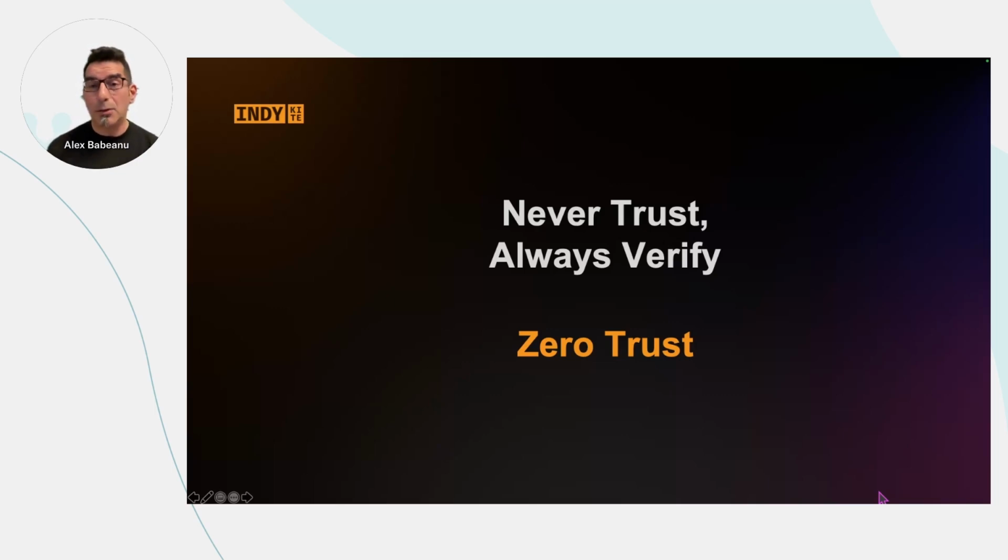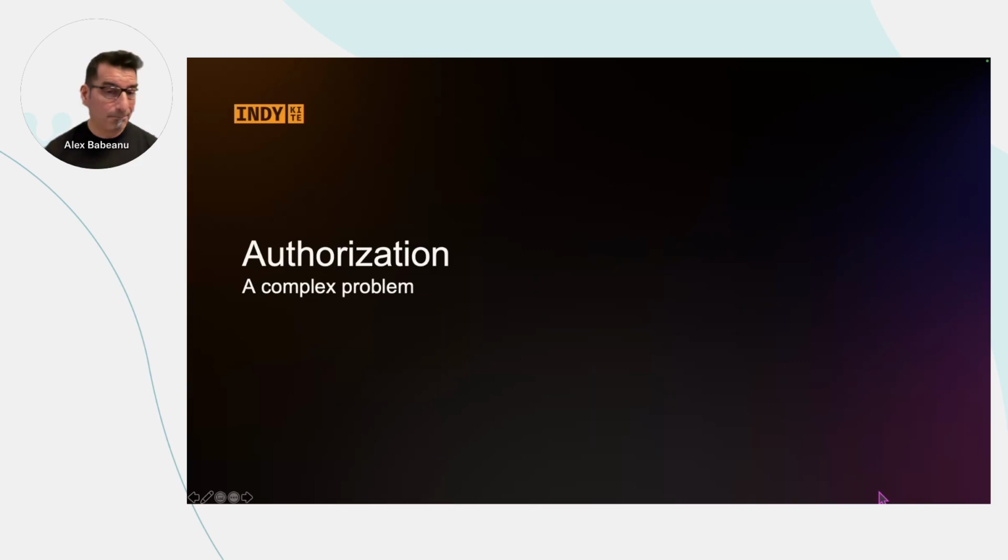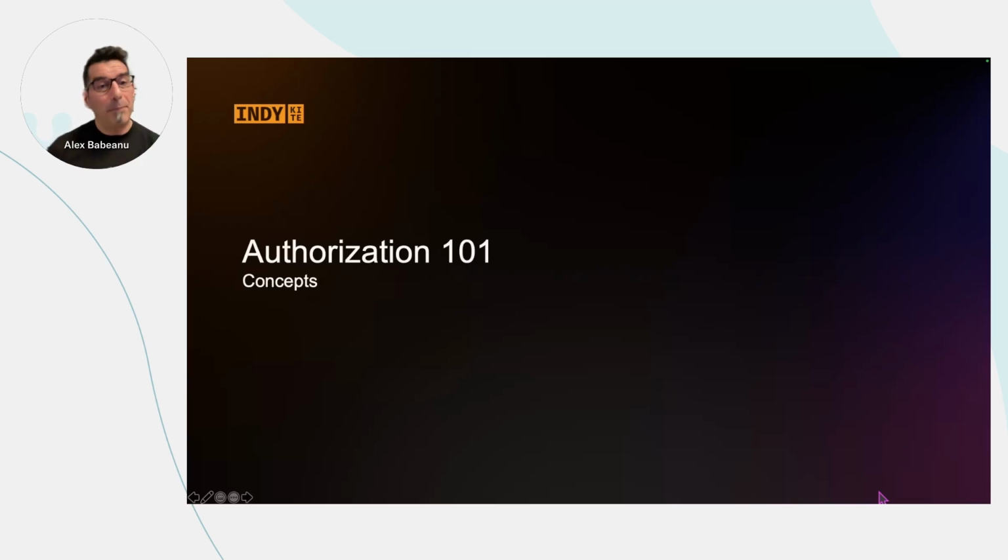And at the very core of zero trust lies authorization. So again, authorization, the idea with zero trust is that you have to authorize every single request. So if you want to protect an API and prevent those attackers from doing too much damage, you have to authorize every single request. So some basic concepts about authorization.